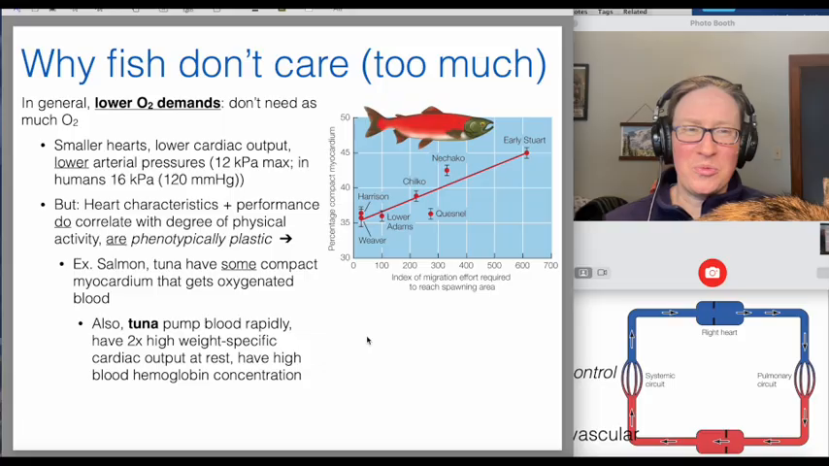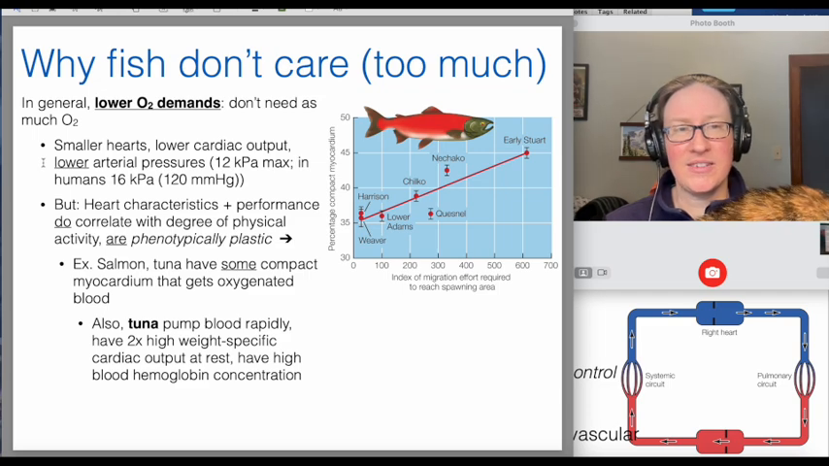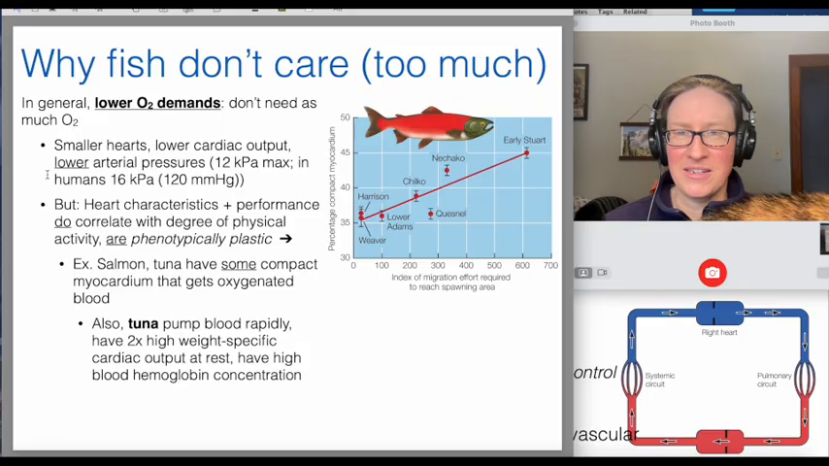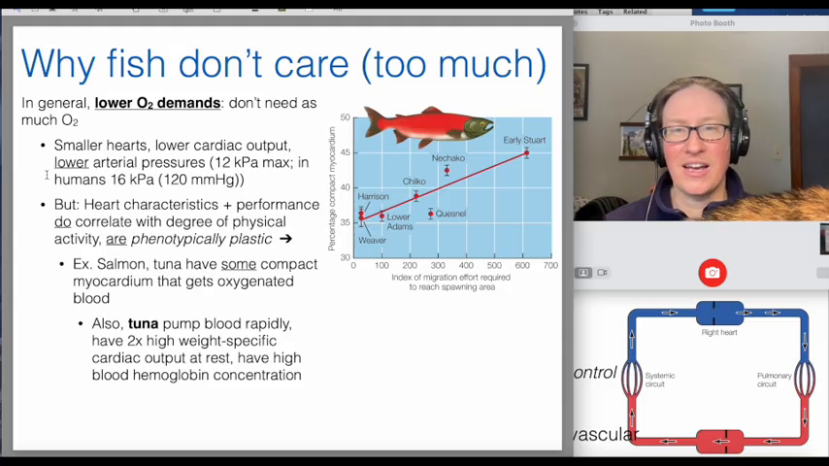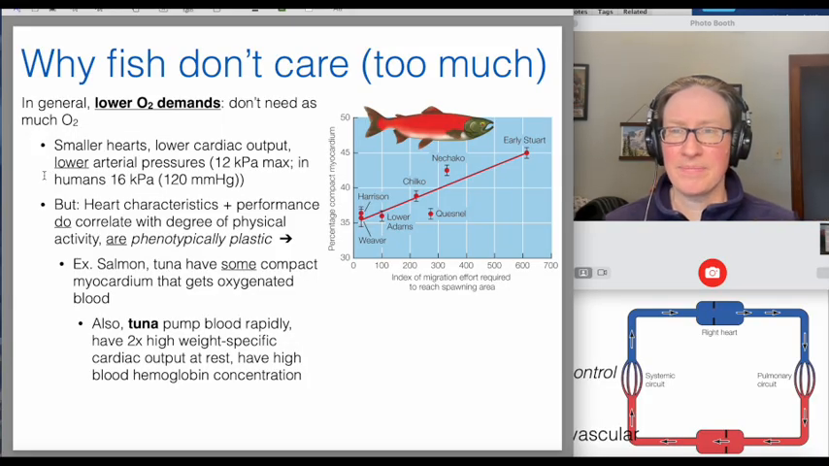And fish don't really care because in general, fish have lower oxygen demands compared to something like a mammal or a bird. So just in general, they don't need as much oxygen as we do on a regular basis. So they can get away with having comparatively smaller hearts, comparatively lower cardiac output, and their circulatory system has generally lower arterial pressures, right? So at the very most, a fish heart can reach around 12 kilopascals, where we can get up to 16 kilopascals pretty easily.